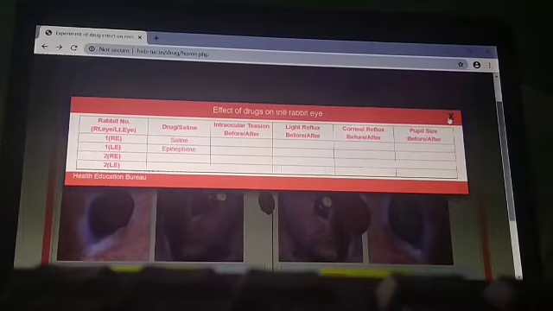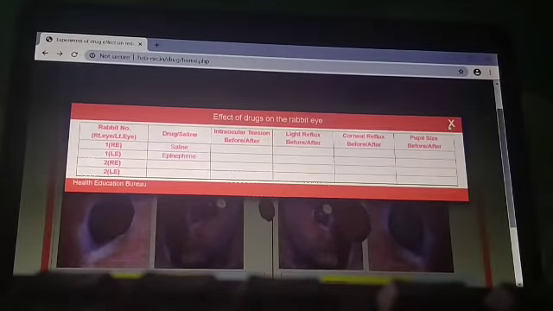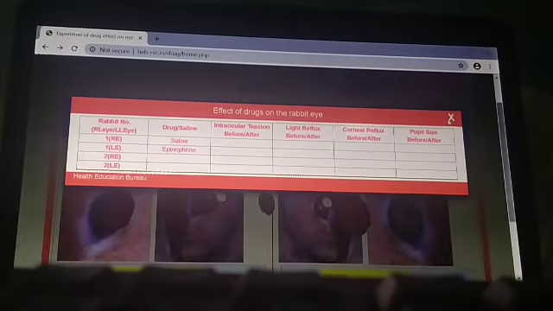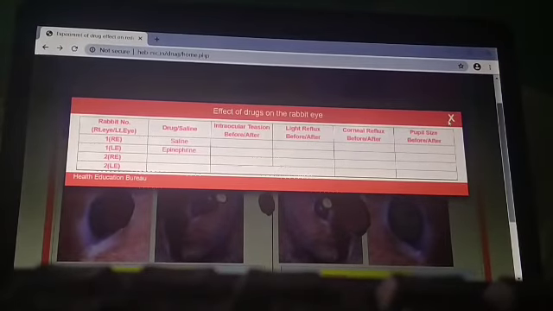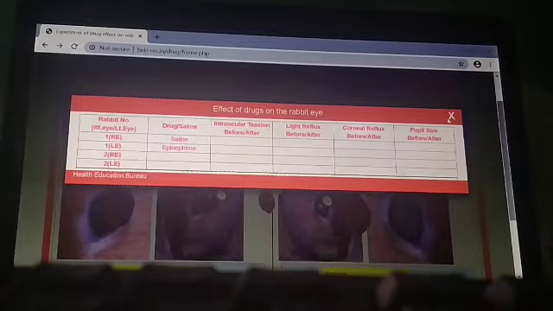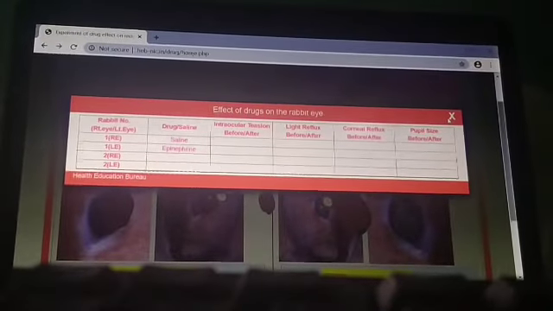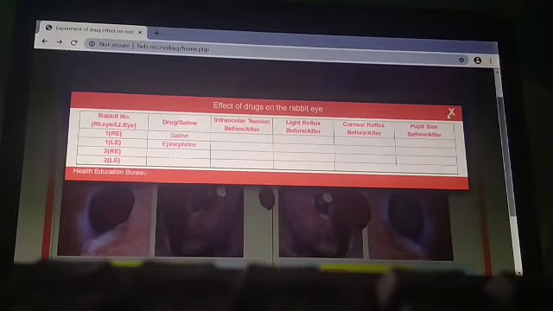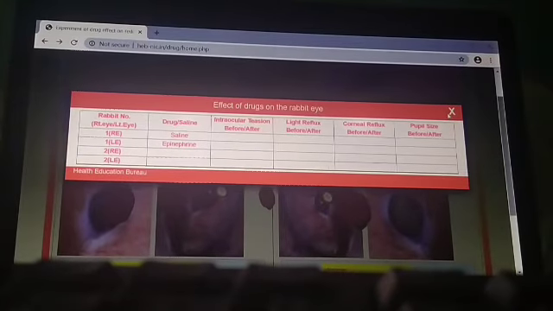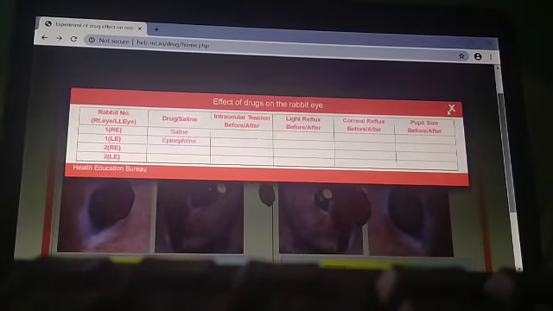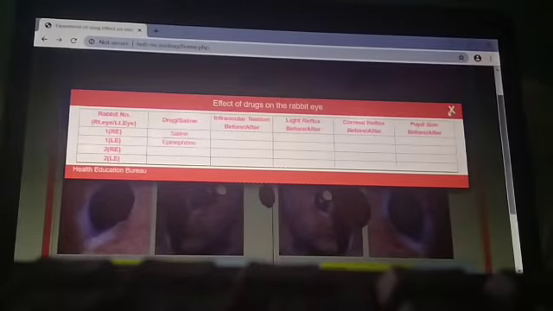So this is how by preparing this table we can conclude the various effects of the drug in the rabbit eye, whether they are causing mydriasis or miosis. That is, either it may be a dilation of pupil size or a contraction of pupil size, along with the corneal or light reflex in the rabbit eye.